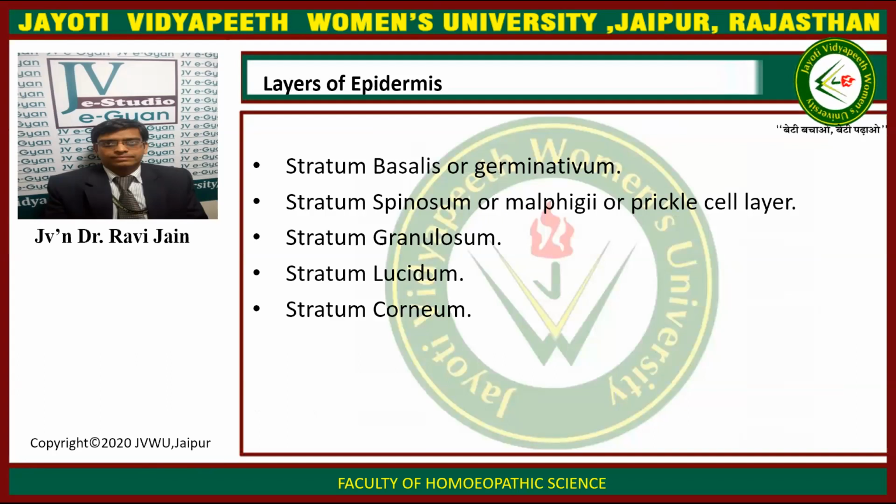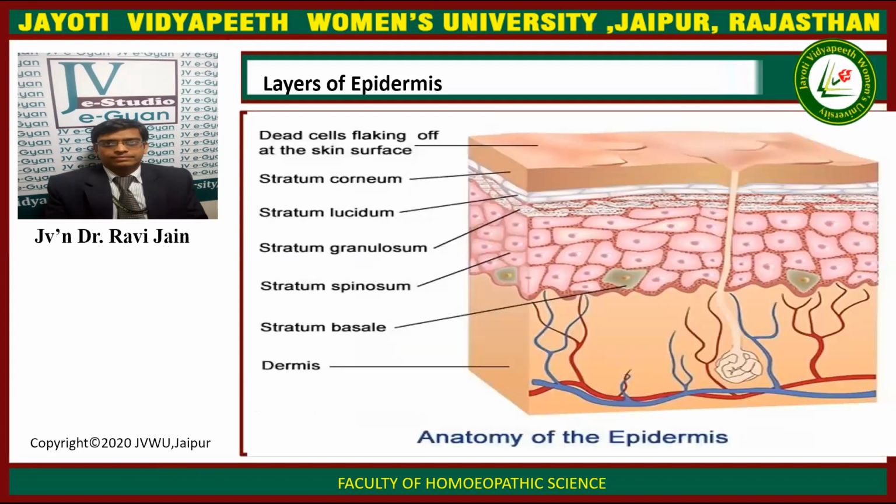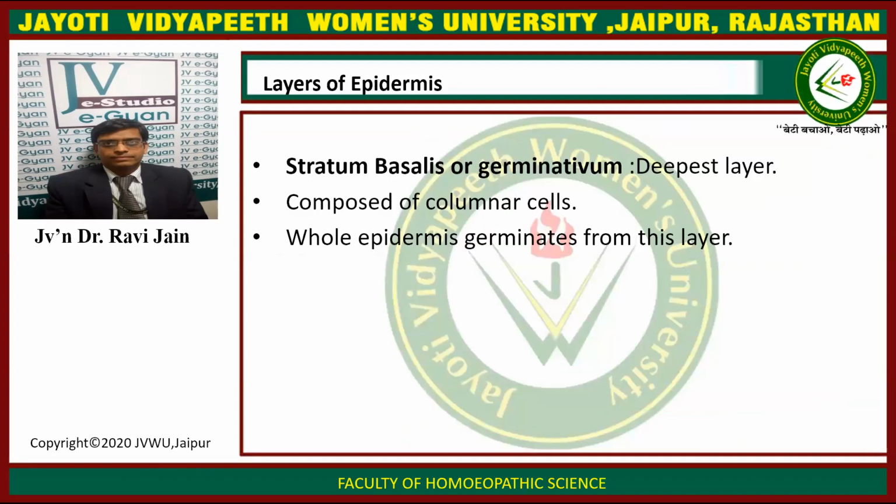The layers of the epidermis, from inside to out, are the stratum basalis or germinativum, then the stratum spinosum or Malpighi, also known as the prickle cell layer, then the stratum granulosum, then the stratum lucidum, and the outermost is the stratum corneum. So these 5 layers constitute the epidermis, and then lies the dermis. Now let's discuss them one by one.